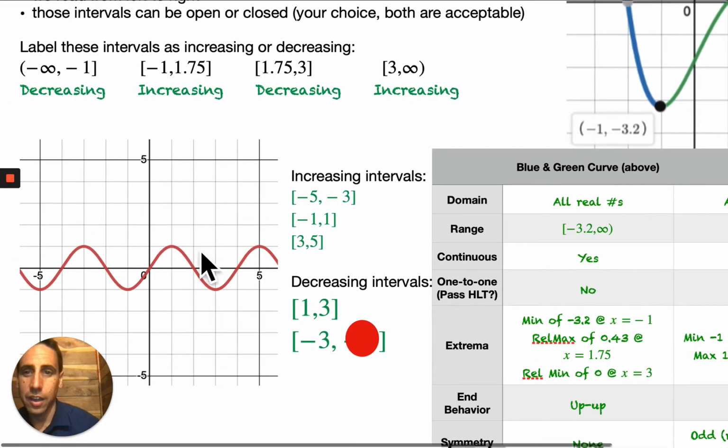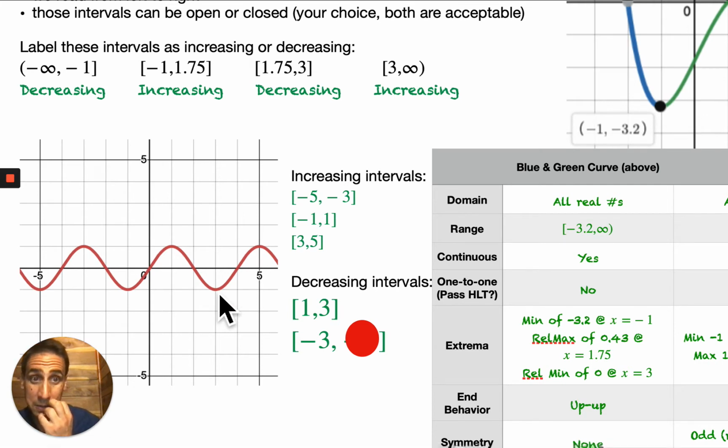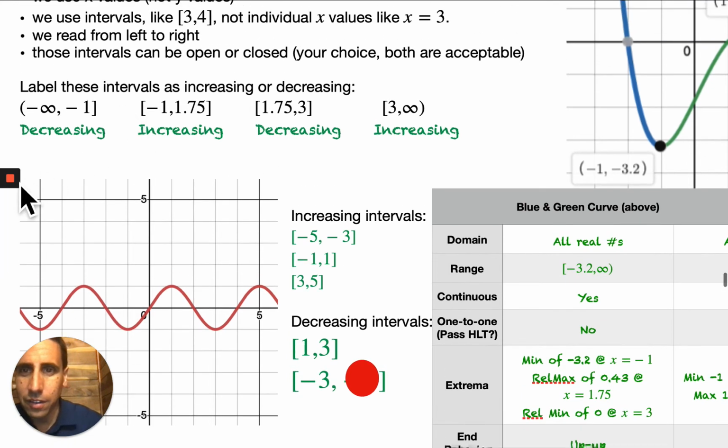Here, let's take a look at this really squiggly function. It is a function. It's going up and down and up and down and up and down. It's actually never constant. It's never flatlining. The increasing intervals would be from x equals negative 5 up to x equals negative 3. This portion right here is an increasing interval from negative 5 to negative 3. The next increasing interval is from negative 1 to positive 1. The next increasing interval is from 3 to 5. So you can see that these are 3 different intervals, 3 different sections of the graph where it's increasing as you read from left to right.